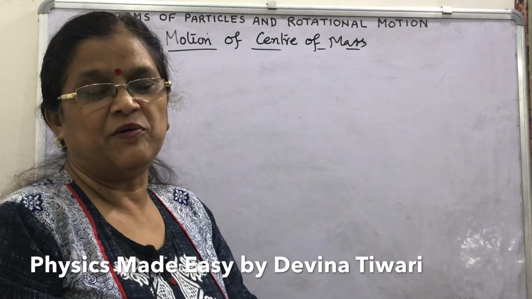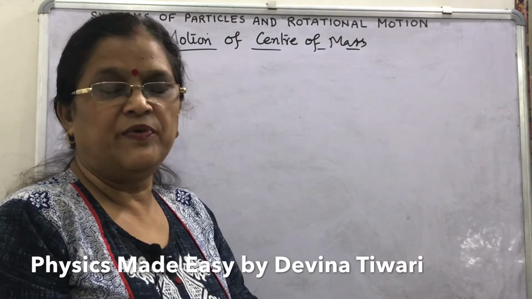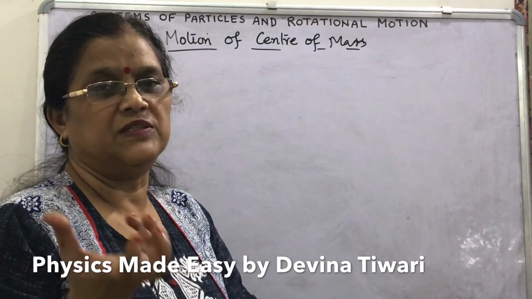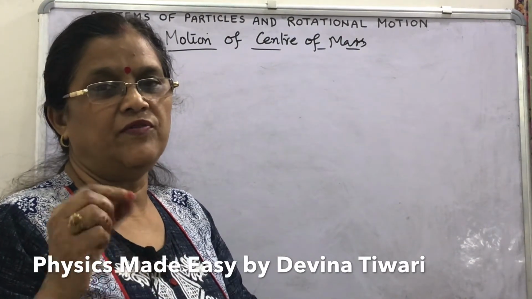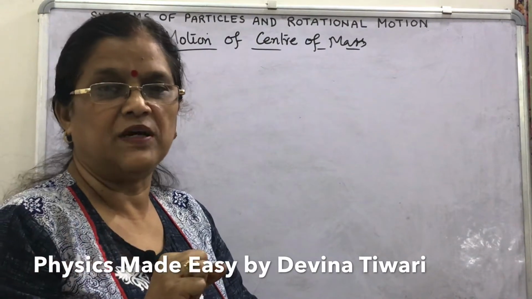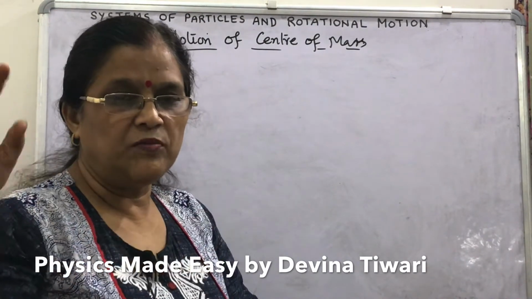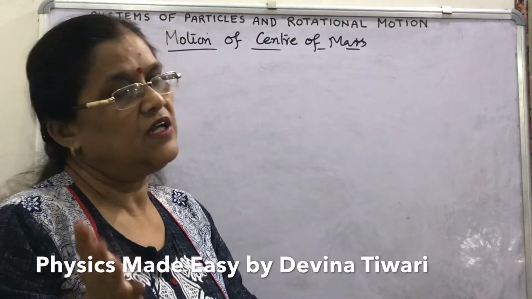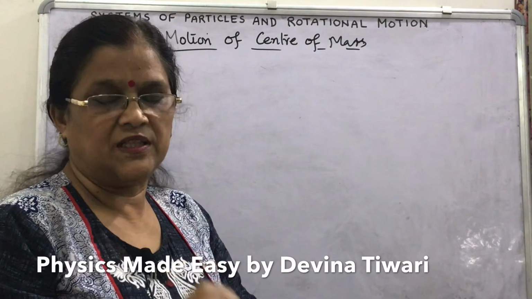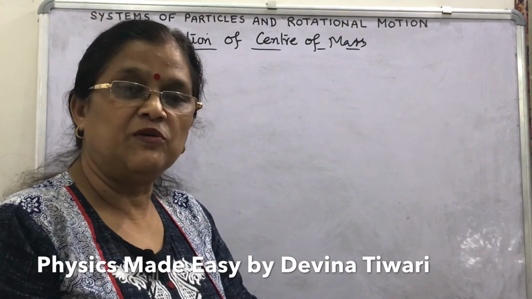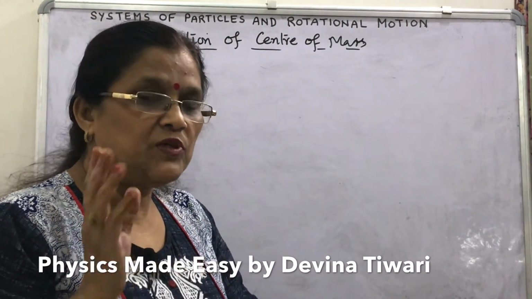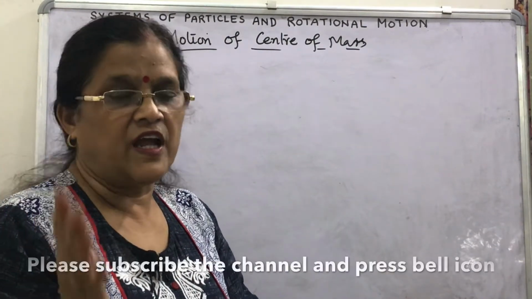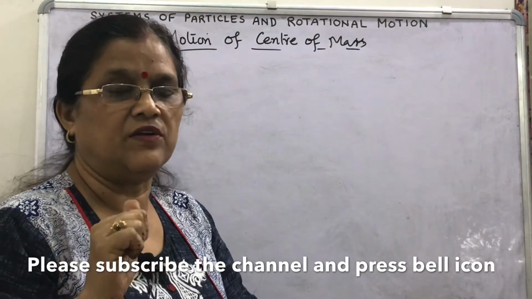Today we will study the motion of center of mass. Previously we have discussed how to find the center of mass of a body of discrete particles and of a uniform continuous distribution of mass, whether the mass is uniformly or non-uniformly distributed. If you want to see it, I will give the description in this video. Today we will discuss the motion of center of mass. Motion means its velocity, its acceleration and the force acting on the center of mass.